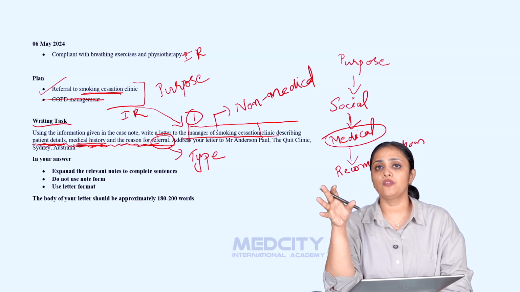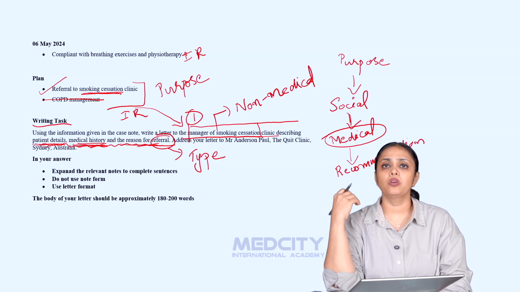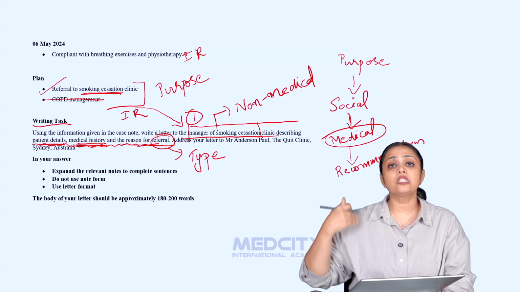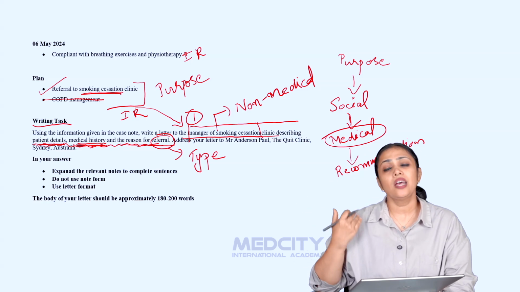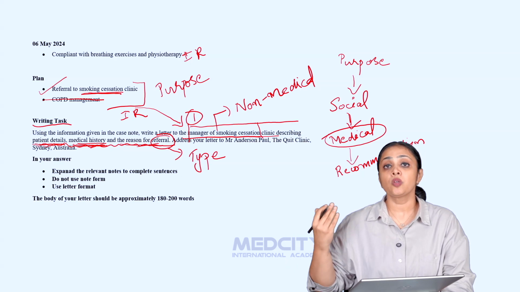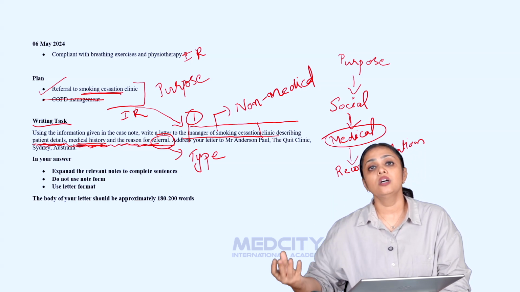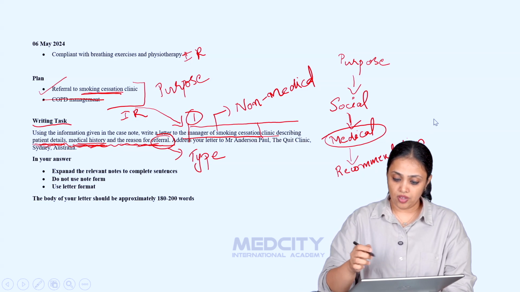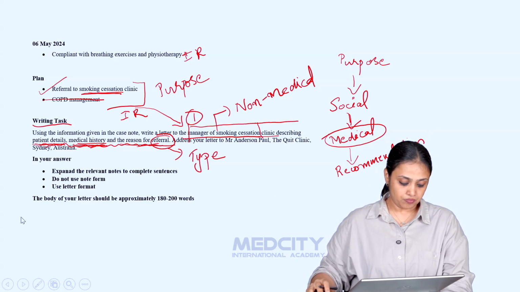That is, if you're starting off the paragraphs by completely talking about the medical history and medical background, and towards the end you're talking about the smoking habit, that doesn't make sense, because the reader will be more interested in knowing about the smoking habit of the patient. Okay, so this is one way in which you can organize the letter.